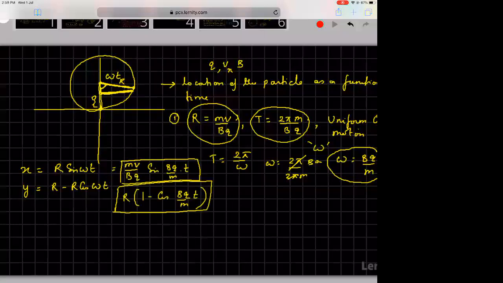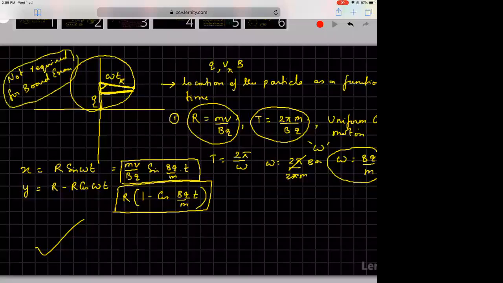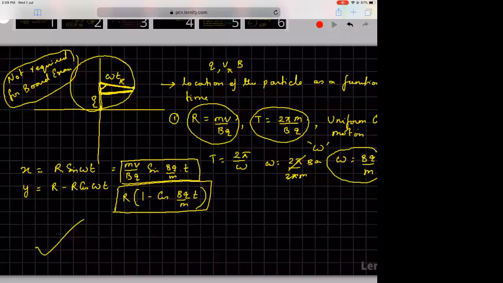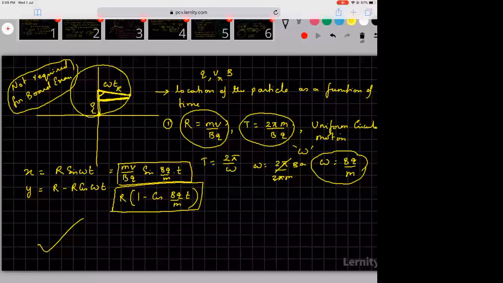Do we understand this? This is not required for CBSE, not required for board exam. Whatever we read till now, before this, is required for board exam. This is not required for board exam. Yeah, this I explained to you.